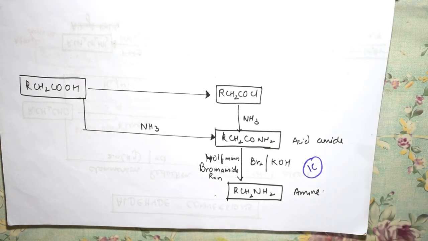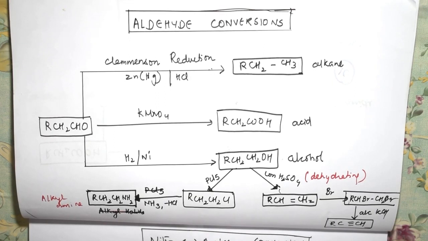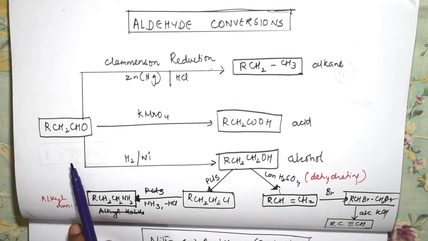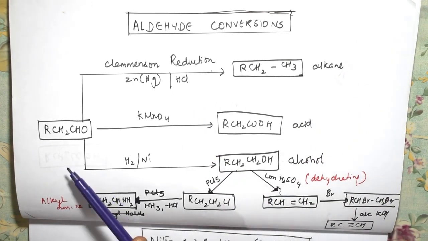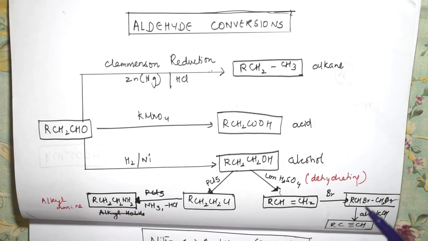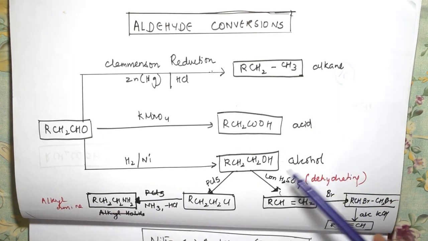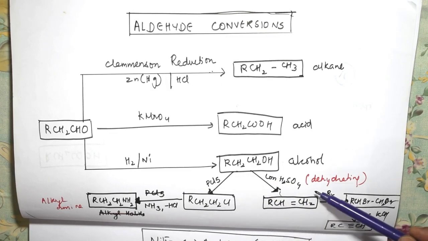Now let us come and see the next chapter. Let us see the next conversion, that is aldehyde conversion, students. So here aldehydes can be converted to alkanes using Clemmensen reduction. Aldehydes on oxidation give us acids. Aldehydes on reduction give us alcohols. Further, you can convert the alcohols into primary alkyl halides using PCl5 as well as using a dehydrating agent.